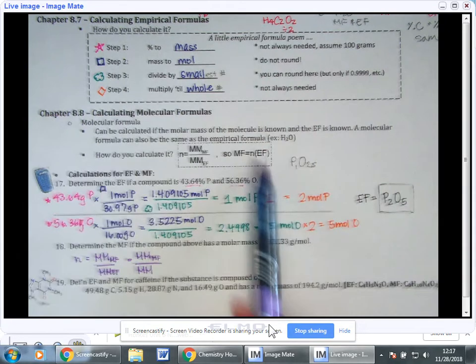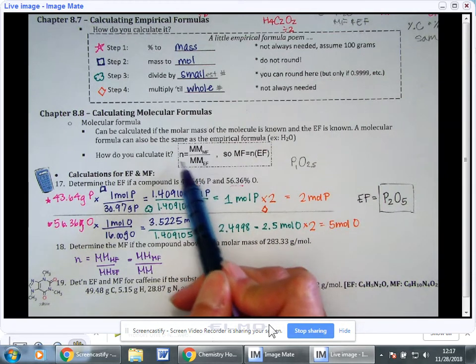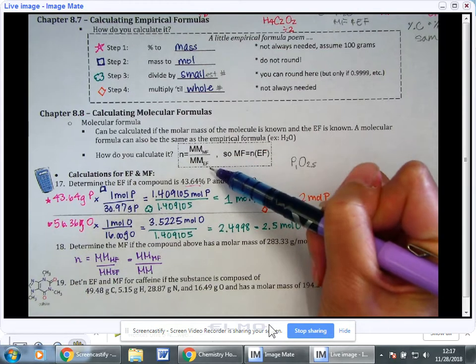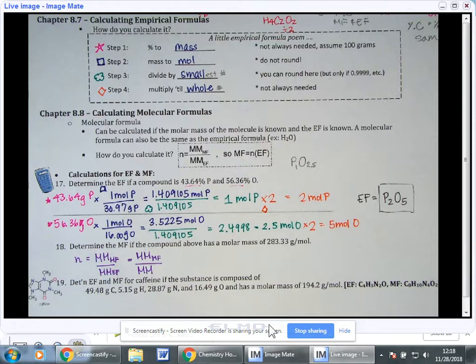And the way that we calculate it, we could use a few formulas. So we could see essentially how many times heavier your molecular formula is than your empirical formula. This is with example number 18. I just rewrote the equation here. So if I know the molar mass of my molecular formula and divide it by the molar mass of my empirical formula, I can see that factor.